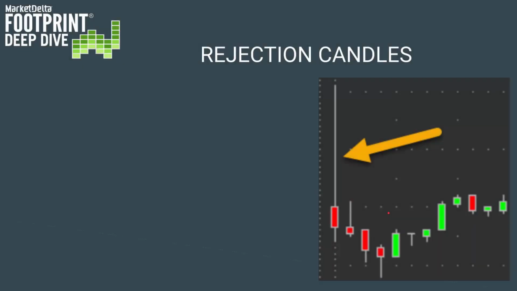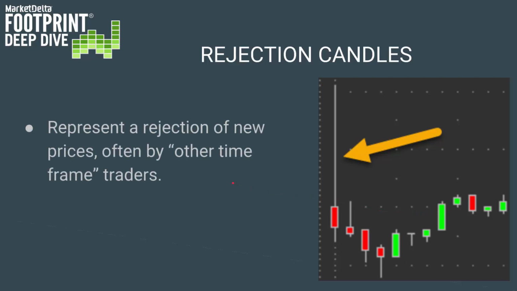So let's move on. Here's a rejection candle. You're actually going to see, I think, the full chart of this in a moment. This was the open for the day. It actually opened here, traded up, got rejected in a big way. Notice how there's a lot, this is probably 4 or 5 times the body of the candle. Got rejected, and notice it came right back to test the open, and you'll see how that turned out in just a moment. So it represents a rejection of new prices, often by other time frame traders.